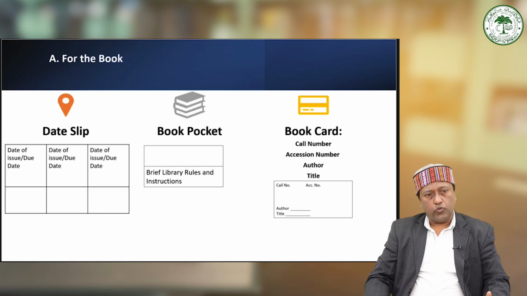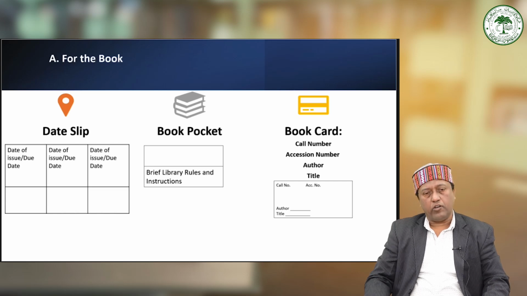Then, I told you about the due date slip. This preparation is done in the technical section, where the book pocket is made ready, the book card is prepared, and the due date slip is prepared. So what is basically this due date slip? It is simply a paper measuring 5 inches by 3 inches, and it gives you basic information of issue and return, and the date of issue or due date. Just embossing, nothing else.